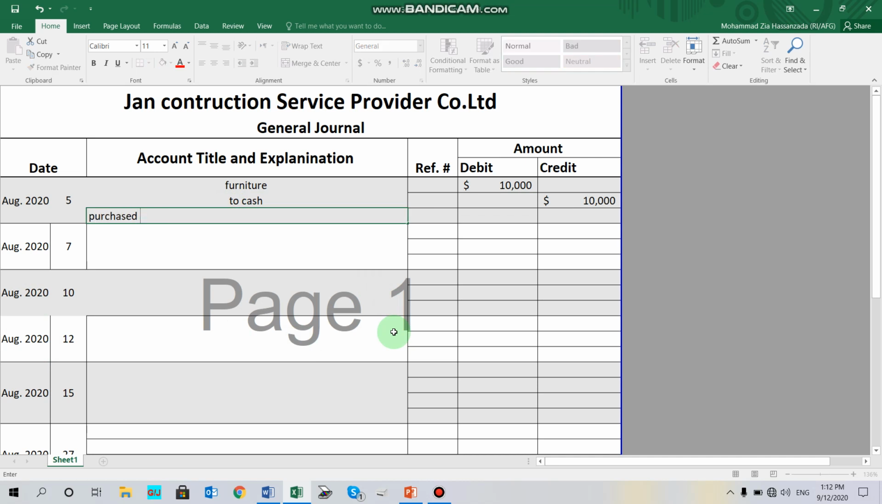Purchased furniture for cash. This is a real transaction which we record in journal.